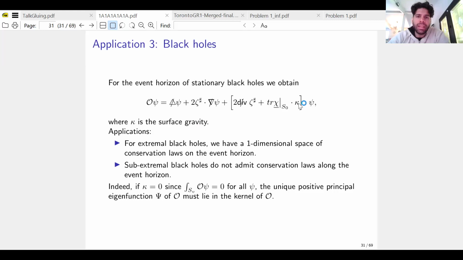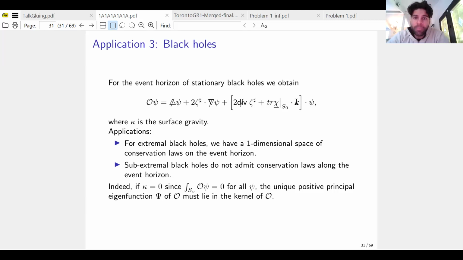The surface gravity. Now, for sub-extremal spacetimes, by definition, the surface gravity is positive. For extremal spacetimes, the surface gravity is 0. If the surface gravity is 0, then this term disappears. This guy can be grouped with this guy. So basically, you get a derivative of a derivative. In the case where this term is not here, that gives you a conservation law, similarly to the way you get the conservation law in Minkowski.